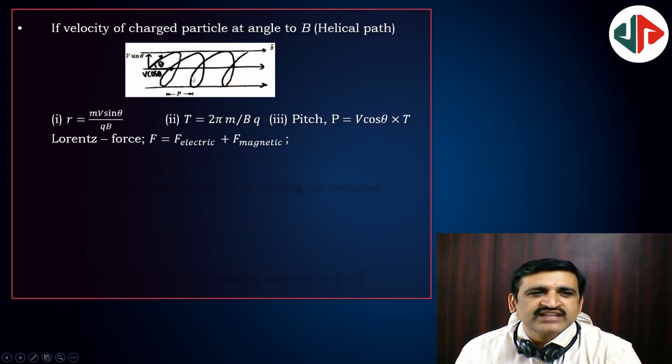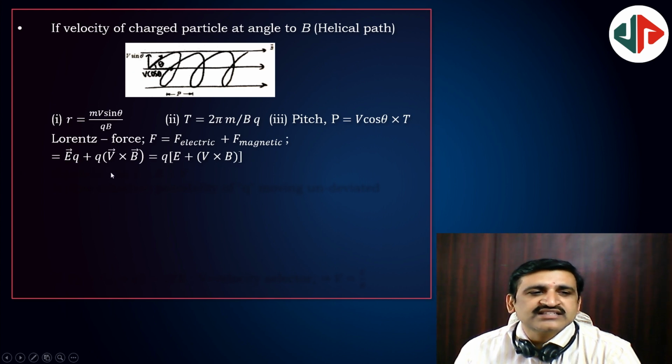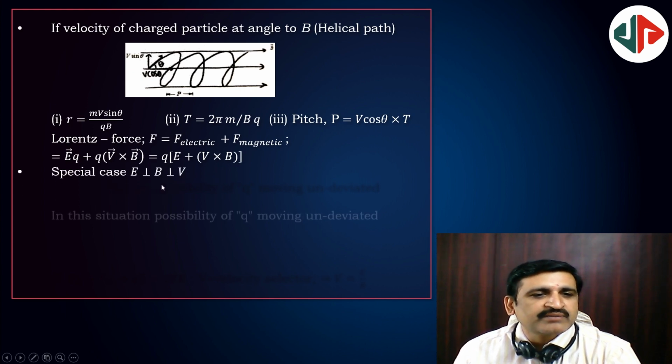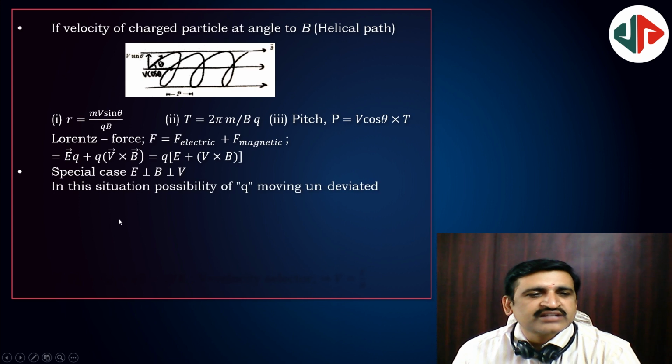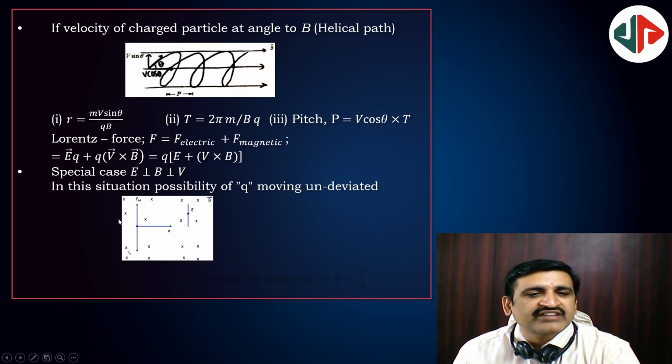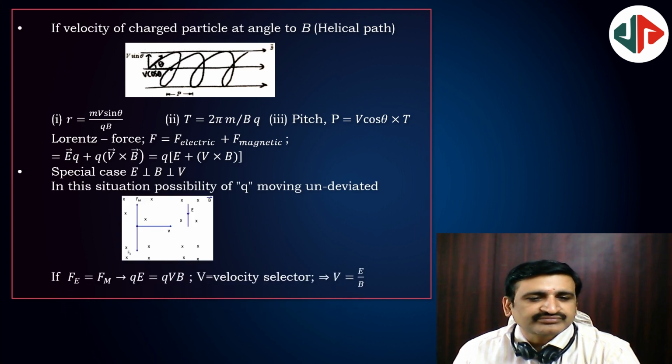The picture is so nice and very clear to understand, right? Lorentz force is a combination of electric and magnetic field forces: Eq plus q into v bar cross B bar. This is the magnetic force. So F is equal to q into (E plus v bar cross B bar). In the special case where E is perpendicular to B, which is perpendicular to v, there is a possibility of q moving undeviated. v equal to E by B is the condition.